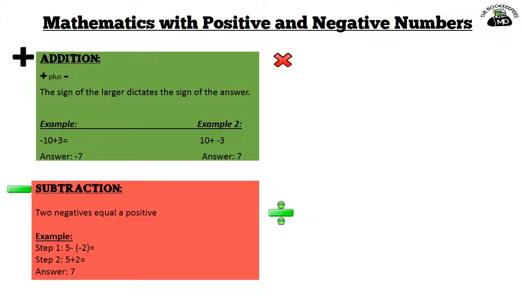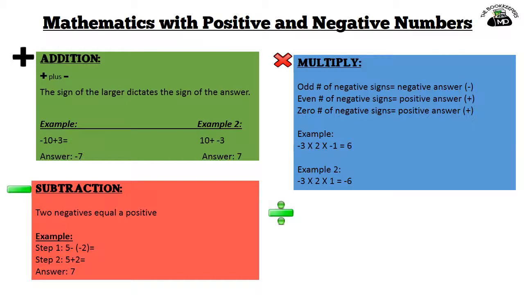So what does that equal? A positive or a plus sign. So let's move on to step 2, which shows how the equation now reads. 5 plus 2 equals, and our answer is 7. Now let's move on to multiplication.